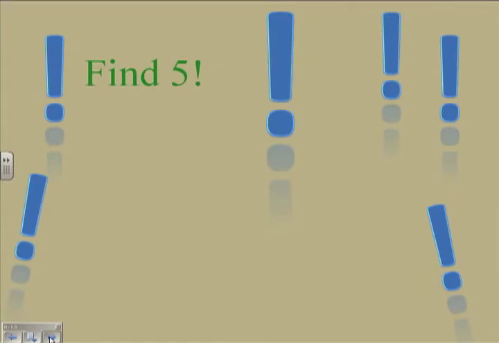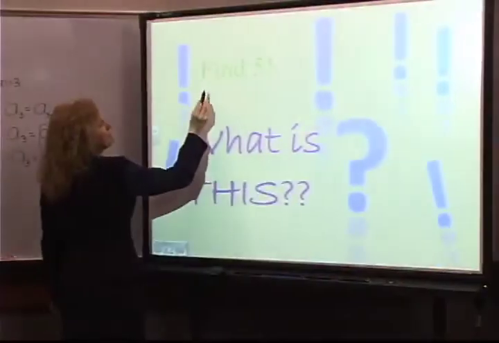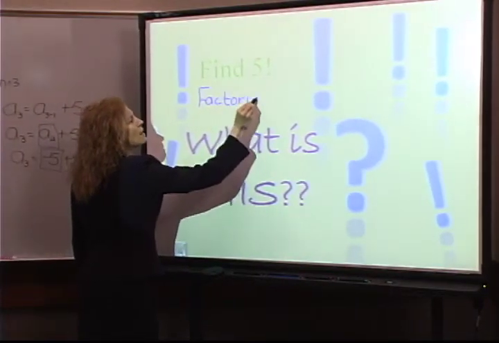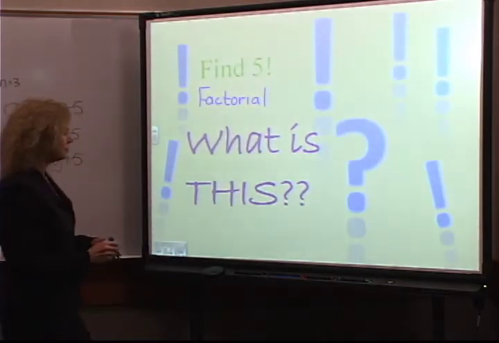Well, we're going to make a little bit of a switch here because of some of the notation we have to deal with, and it's find 5 exclamation. It is amazing how much we use punctuation in math. What does this mean? Okay? Well, here's essentially what it means. That is called a factorial. And this would be read as 5 factorial.